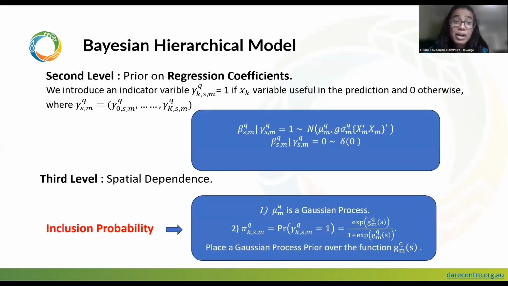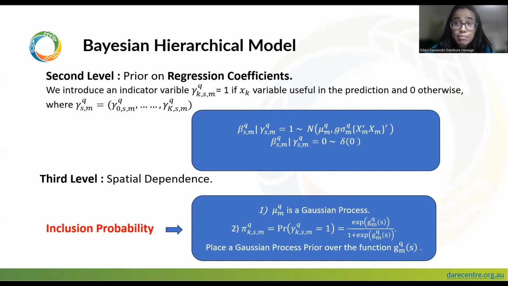The second level is the prior we used on the regression coefficient. For this, we use an indicator variable gamma, where if a particular variable is in, the indicator variable is 1, otherwise it is 0. When the indicator variable is 1, the prior is normally distributed, and if the indicator variable is 0, the prior on the regression coefficient is a Dirac delta function, a point mass at 0.